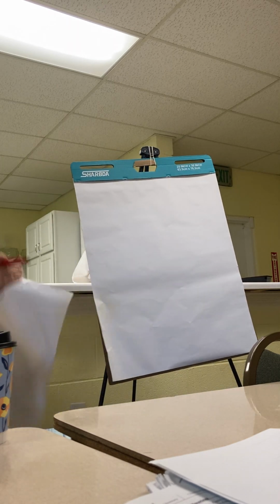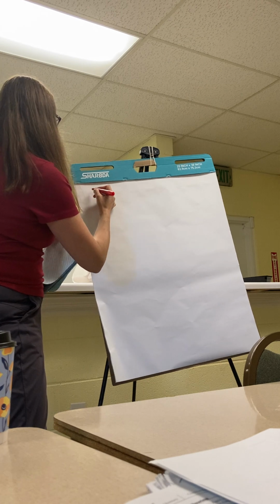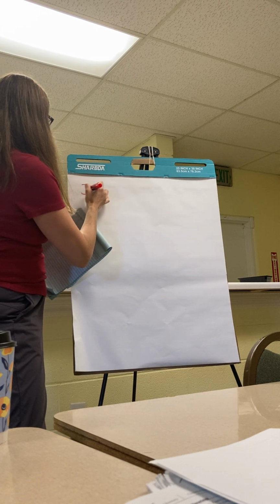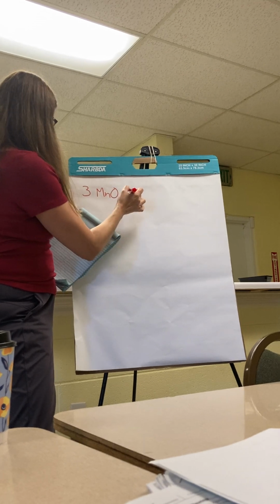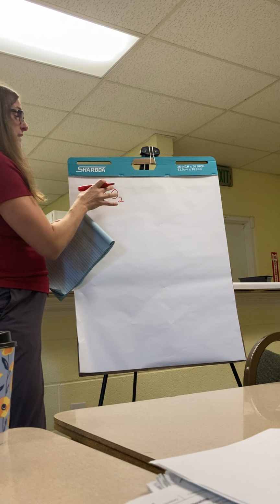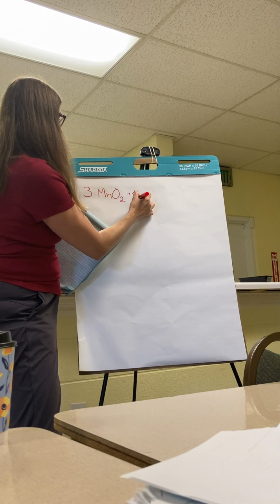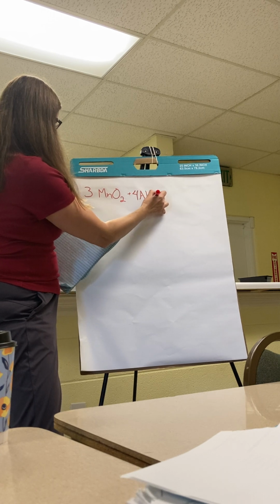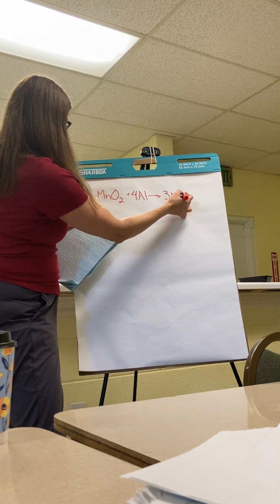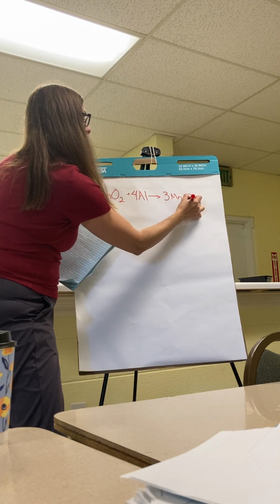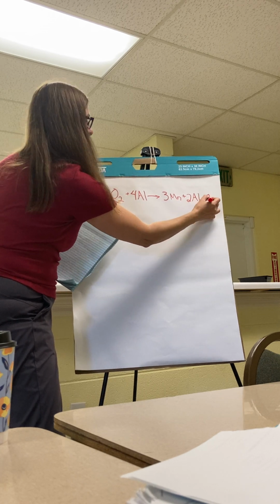Alright, I'm not going to try and balance that out. Alright, so here's your next example. So we have 3 manganese oxide, 3 moles this time, not 3 atoms, times 4 aluminums. Will produce 3 manganese and 2 moles of aluminum oxide, 3.